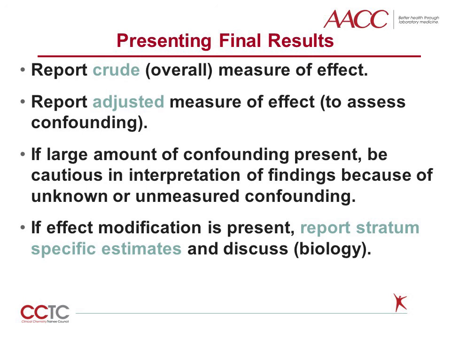If there is a large amount of confounding present, we're going to be very cautious in our interpretation of the findings, because if there's that much confounding we know about, then what about the effects of unknown or unmeasured confounding? We're just going to be more anxious that what we are seeing could be due to confounders that we didn't have information on. And if effect modification is present, then we report the stratum-specific estimates and we discuss it in terms of the biology as to what could be happening in our association.